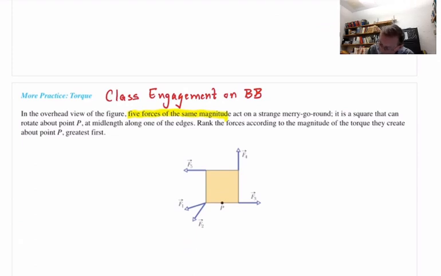It is rotating about this point here, P, not at the center. Point P is a mid-length along one of the edges. Now you see the 5 forces. F1, F2, F3, F4, F5. Look where they're acting on the merry-go-round and in what direction. But they do all have the same magnitude. Note the axis is at point P. Your task is to rank these 5 forces according to the magnitude of the torque they create about point P, greatest to smallest. Okay, that is your job on the class engagement exercise. And that's all for this video.